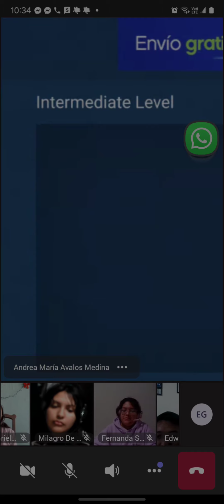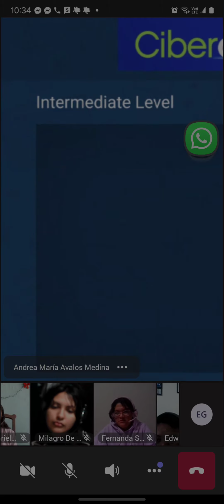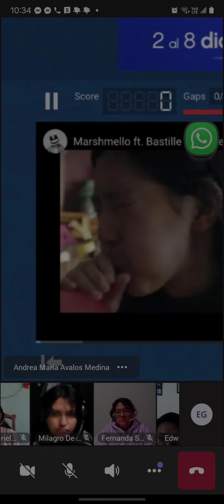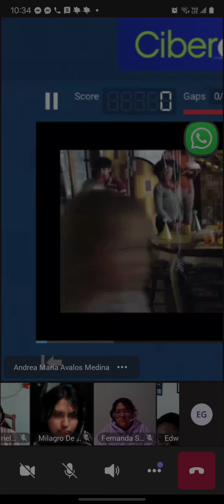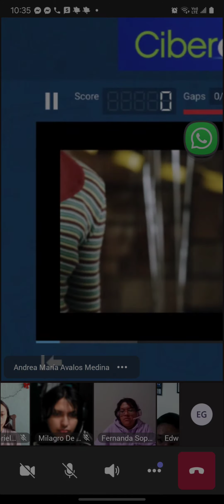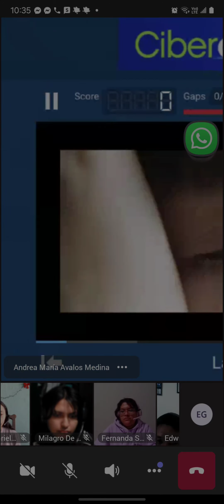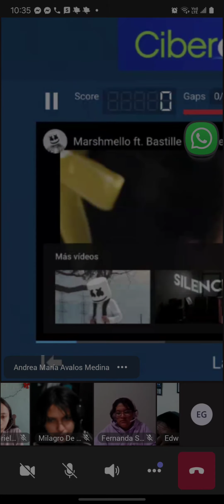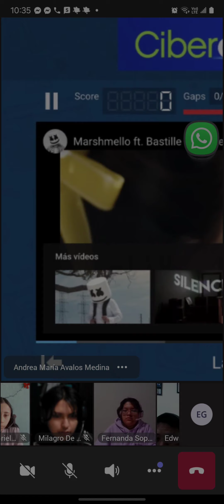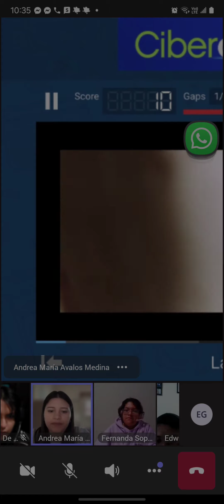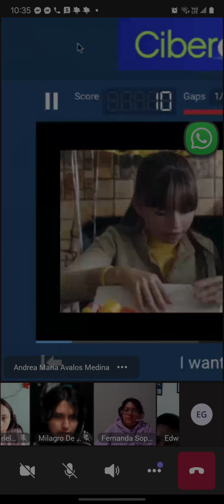Okay, so we're gonna select intermediate. And you can choose two modes. You can choose choice mode, and it's gonna be like this. I've been thinking, I want you to be happier. So you have to select the missing word. Lately, I've been thinking. So this is one of the modes.